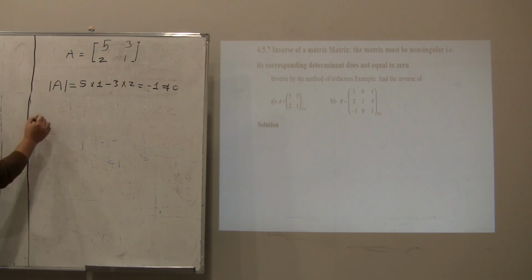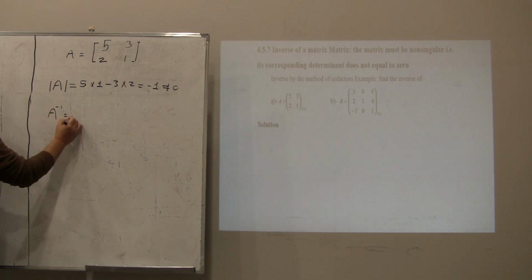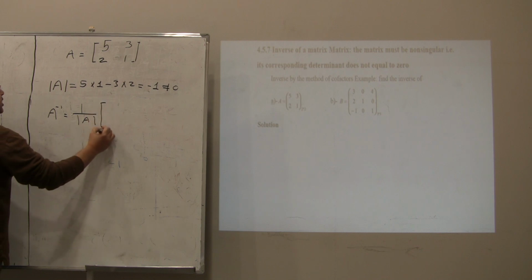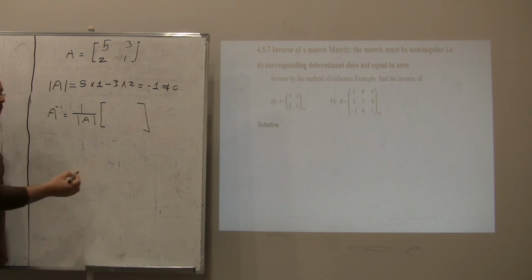Okay. Now I will get the inverse. A inverse is going to equal 1 divided by the value of the determinant times, look at this matrix, the adjoint matrix.